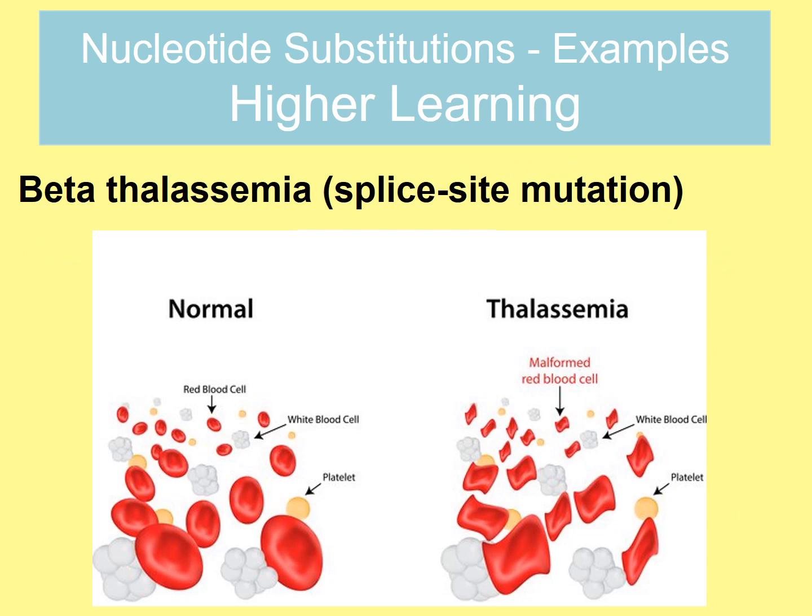Beta thalassemia is a genetic disorder caused by several different types of mutation that affect a gene on chromosome 11 that codes for what's called beta globin. One of the most common of these mutations is a substitution mutation that we've been looking at that occurs at a splice site on an intron, and it causes the base guanine to be replaced by a base adenine.